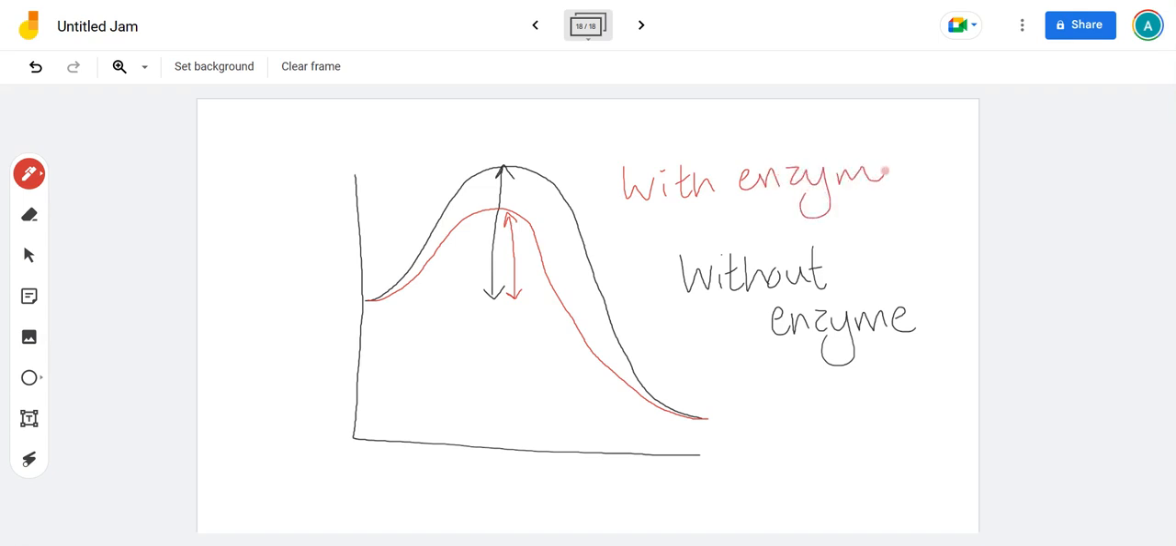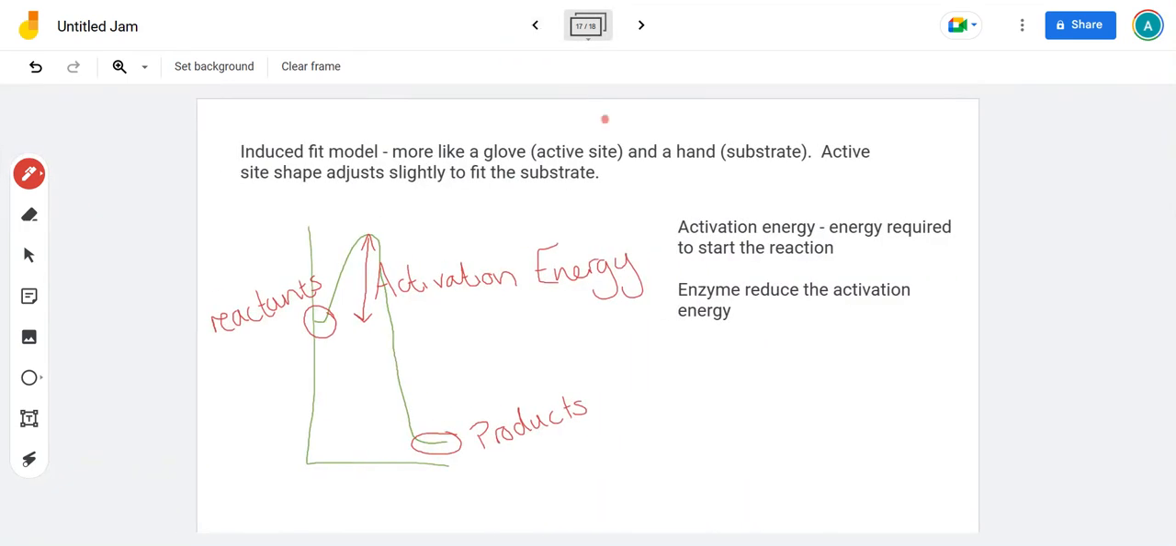So chances are you're going to have to draw one of those lines. So be really careful that they start and end at the same point. And the enzyme one is lower, the peak is lower. The reasons why they lower the activation energy, let's put this in here.